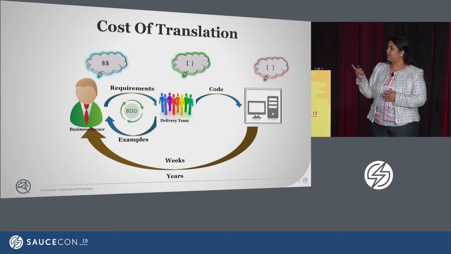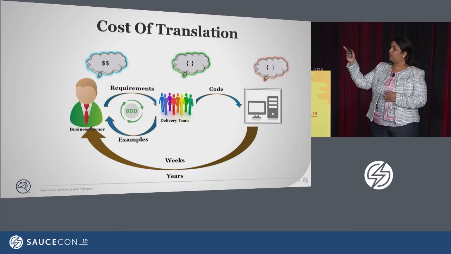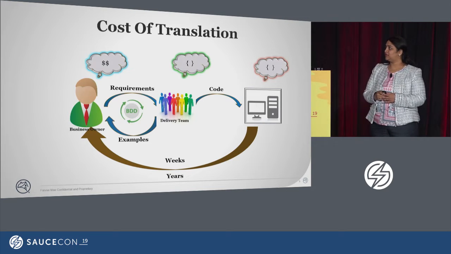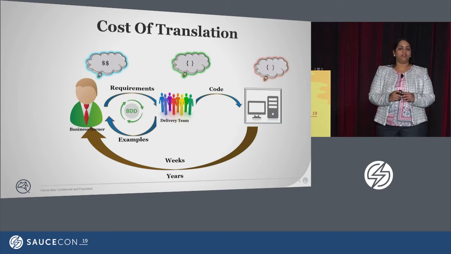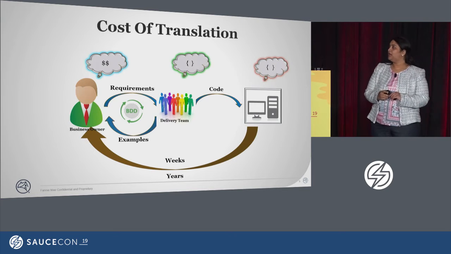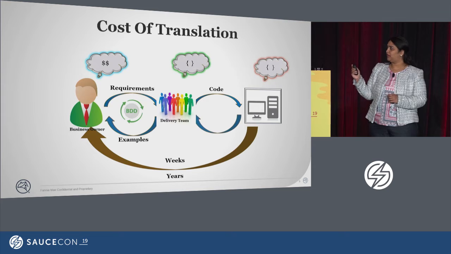So that's about BDD. But if you see this slide, there is still one more gap. It's between the delivery team and the code, and the feedback never comes back to the business. Even though the delivery team understands the requirements, they are heavily code focused. For example, once they go into the code and start implementing everything in the programming, they'll quickly forget about all the business.